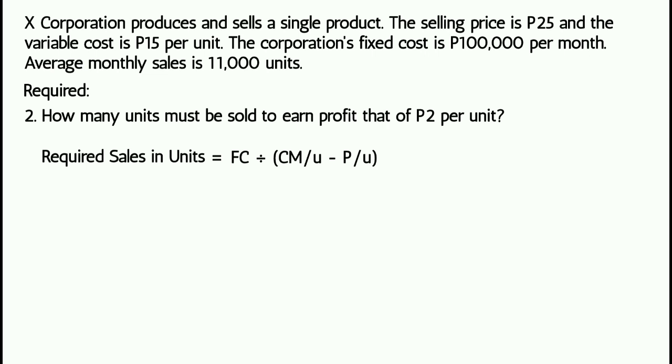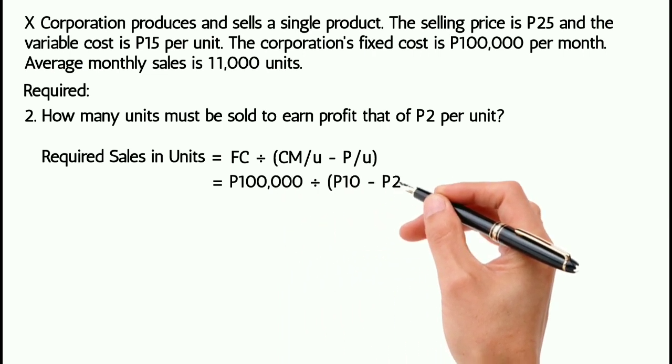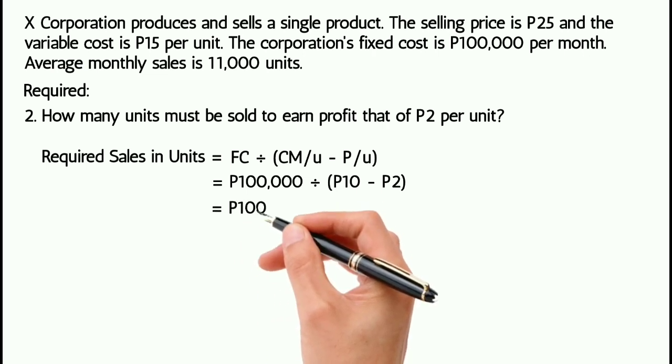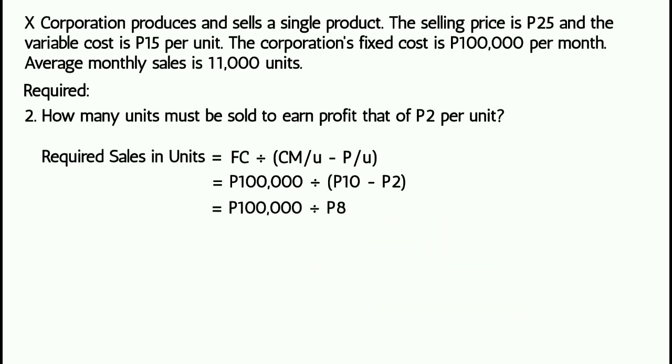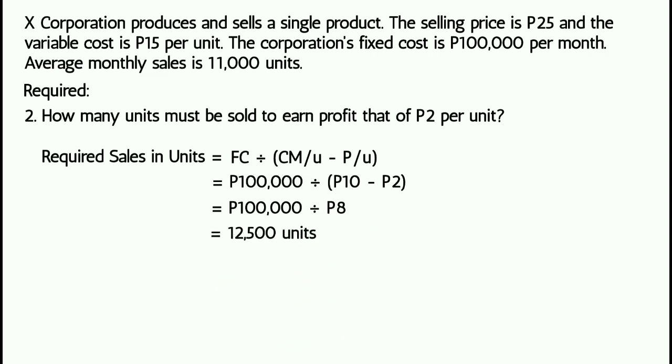Ang fixed cost ay 100,000 pesos. Ang contribution margin per unit na na-compute natin kanina ay 10 pesos. At ang profit per unit ay 2 pesos. 100,000 pesos divided by 10 pesos minus 2 pesos. That will become 100,000 pesos divided by 8 pesos, that is equal to 12,500 units.